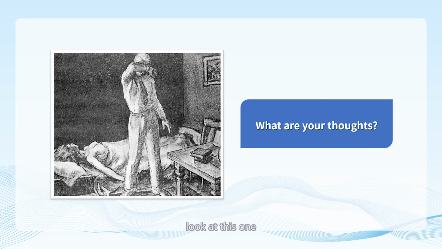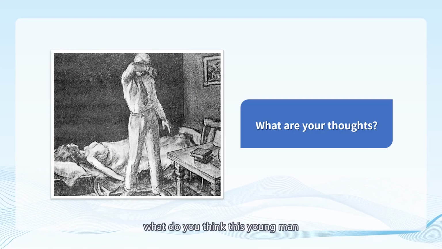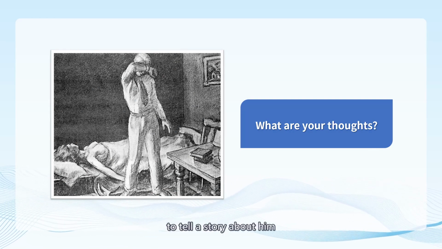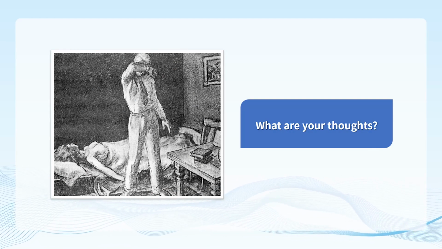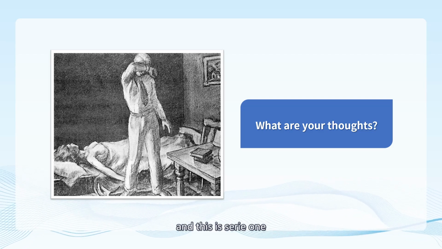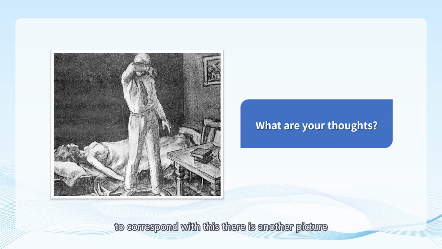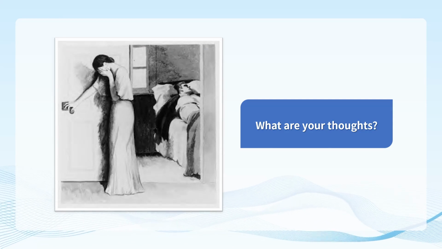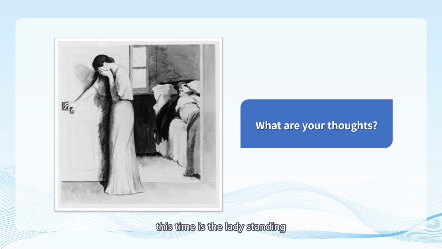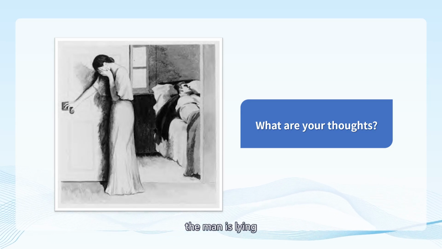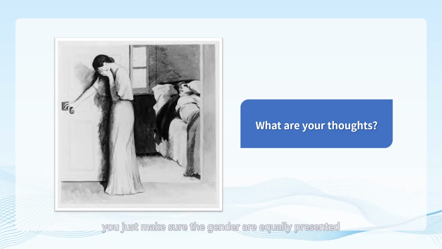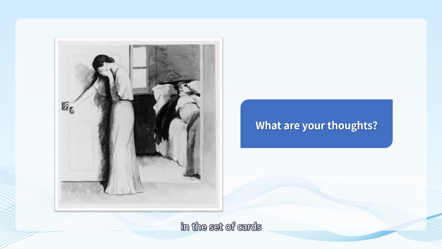Look at this one. What do you think this young man is doing, is thinking? Tell a story about this scene. This is scene 1. To correspond with this, there was another picture, very similar to this. This time the lady is standing, the man is lying. You just make sure the genders are equally represented in the set of cards.